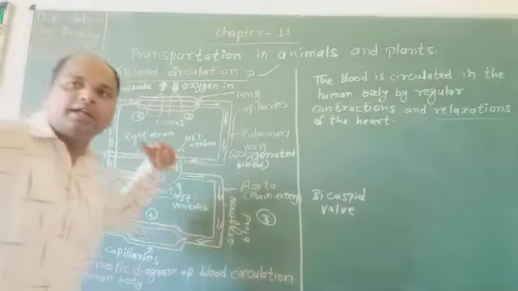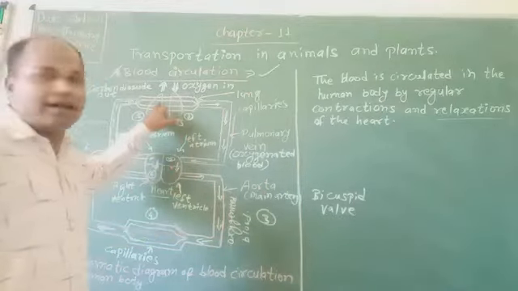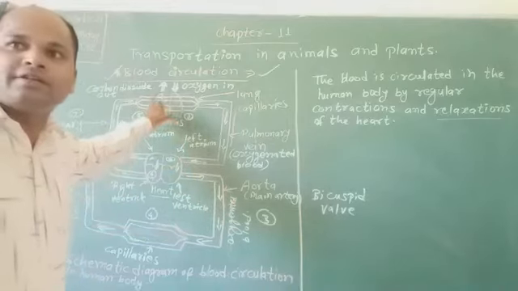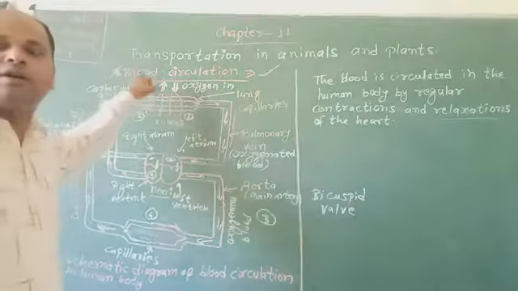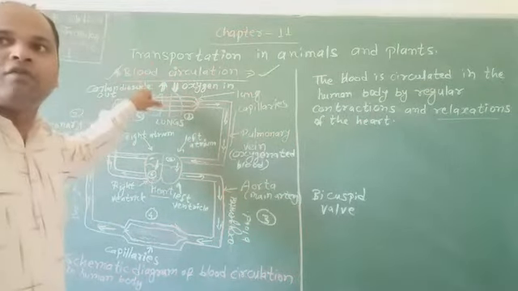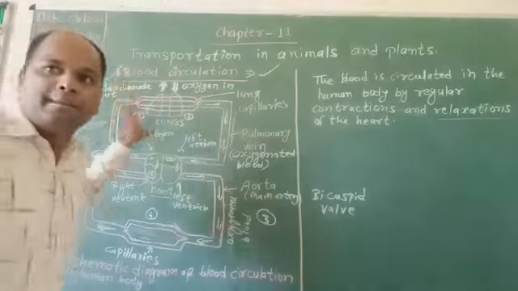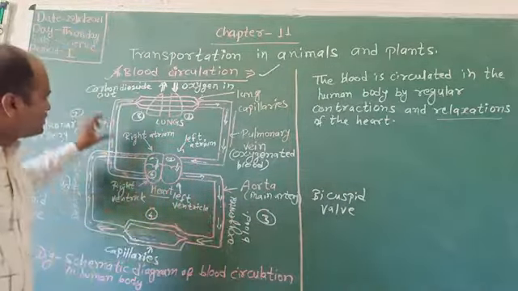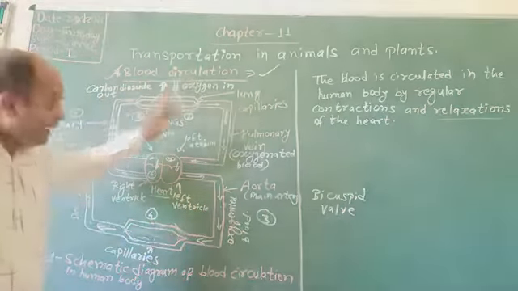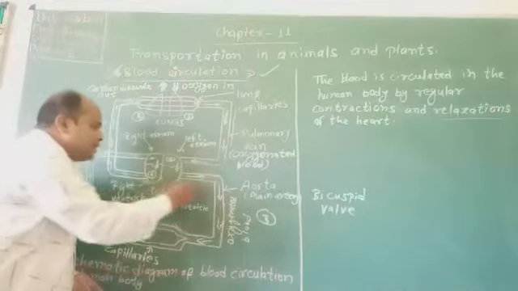In the lungs, the deoxygenated blood gives out carbon dioxide to the air being breathed out. So the blood becomes oxygenated again, and this process is continuous.